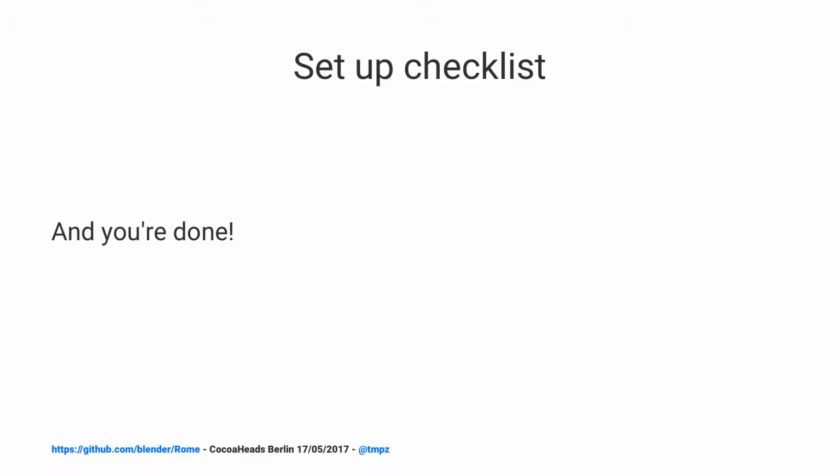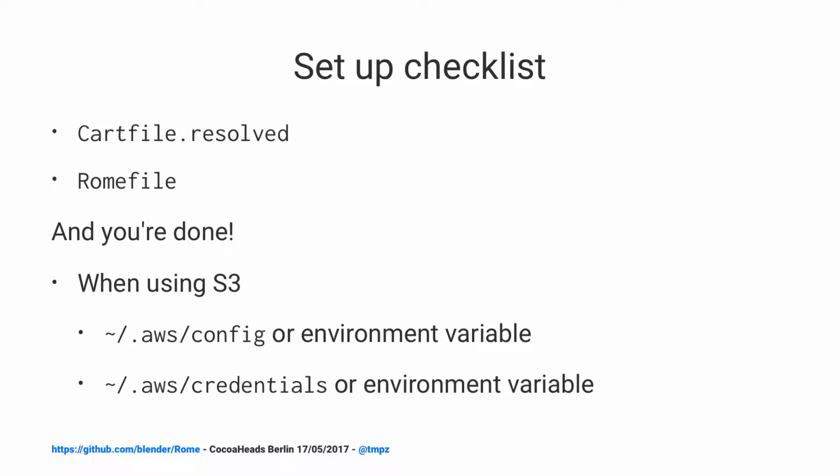Okay, so what do you need for all of this to work? There's some stuff that I skipped, more or less. So obviously you need the Cartfile.resolved, otherwise you're not going very far. And you need a Romefile, which I'm working on generating automatically, by the way. And you're done. If you're using S3 as your cache, then you obviously also need credentials for S3. So you will need a config file that points to the environment. So maybe US East, or West, or wherever you're storing your data. And you need the credentials. And these can be either stored in config files, like any other tool that uses AWS, or they can be environment variables.